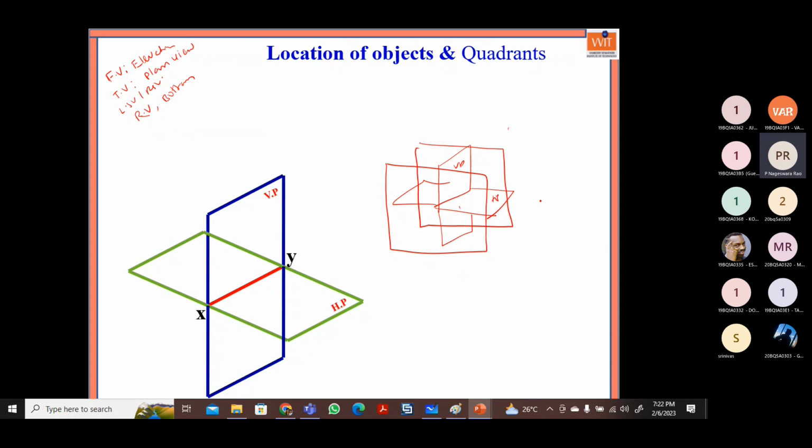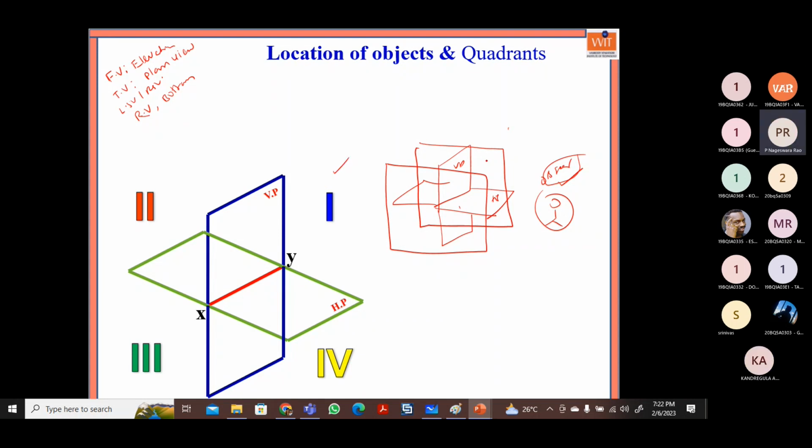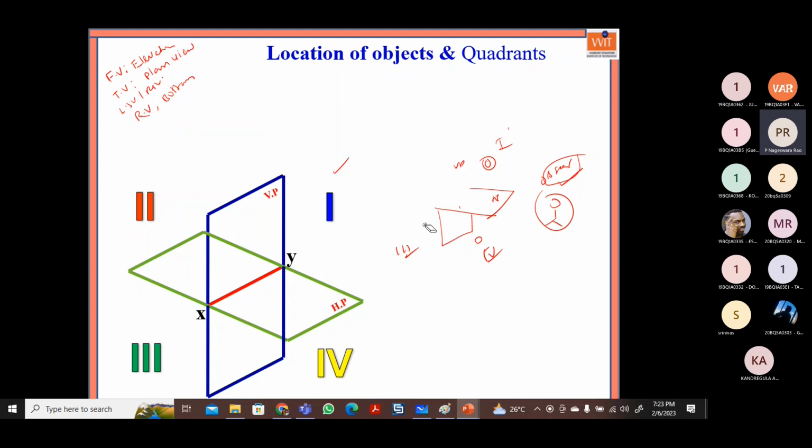Just now the observer will always be here, this side only. The observer is the one who sends the light rays. So the object, if you observe here, this is the first quadrant. You know the first quadrant. So the object location may be sometimes in the first quadrant, or sometimes in the second quadrant, or it will be in the third quadrant, or it will be in the fourth quadrant. Okay. So based on that quadrant only, we will discuss which type of projection.